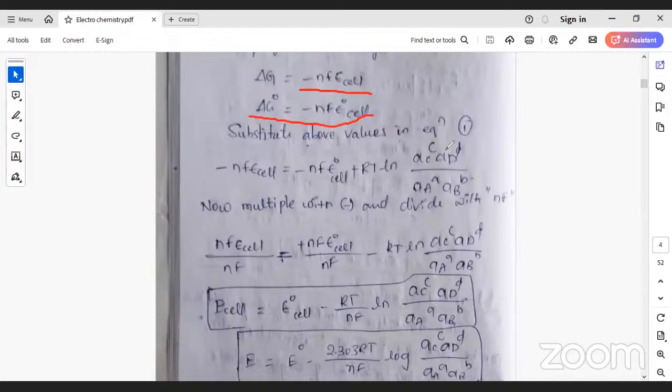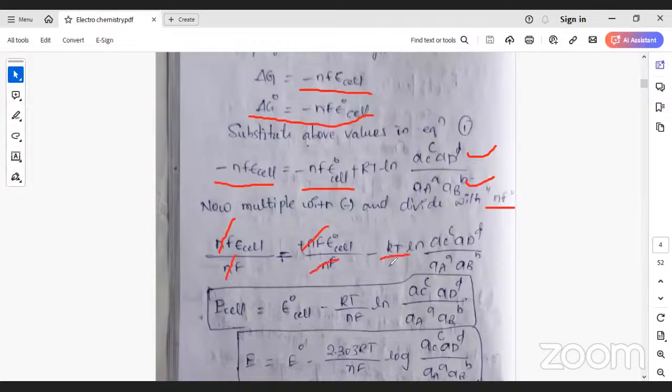Therefore, substitute the above values in the above equation, that is, minus nF E cell equals minus nF E naught cell plus RT ln activity of the products divided by activity of the reactants. Now this will be multiplied by minus and divided by nF on both sides. So the minus nF gets cancelled, and nF gets cancelled.